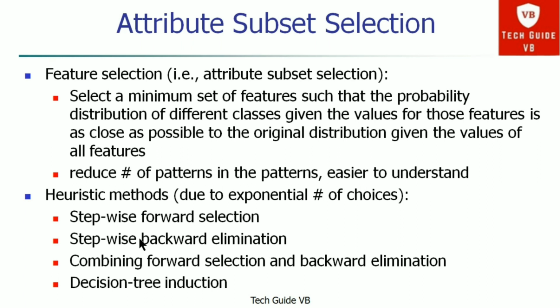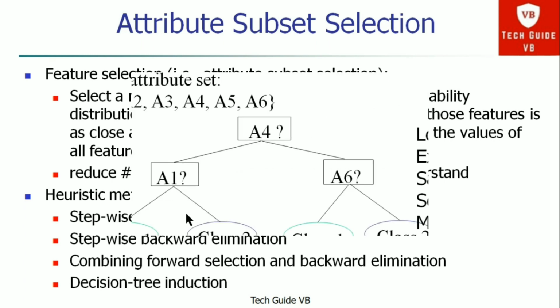Heuristic methods can be used here for the attribute subset selection due to the exponential number of choices. So what are the different heuristic methods? Stepwise forward selection, stepwise backward elimination, combining forward selection and backward elimination, and fourth, decision tree induction. So these are heuristic methods for attribute subset selection.